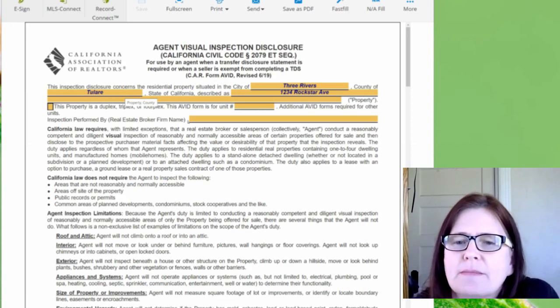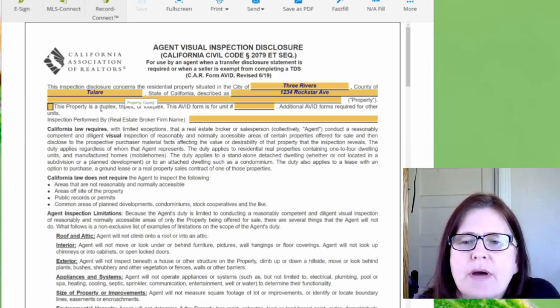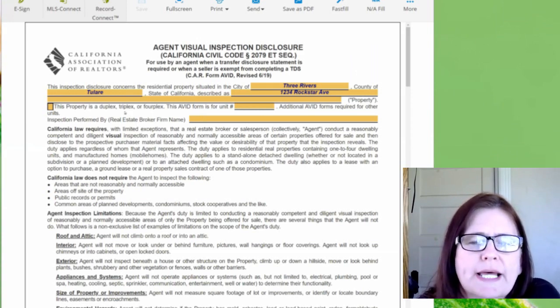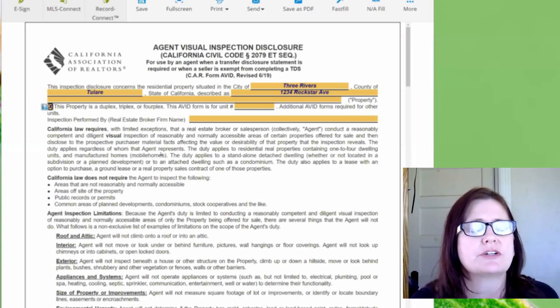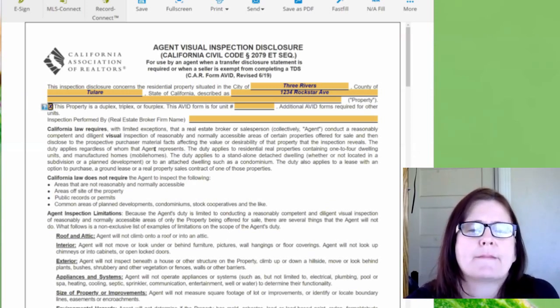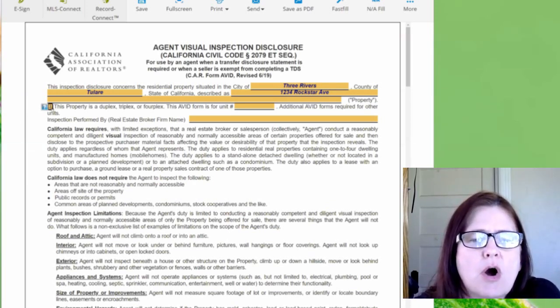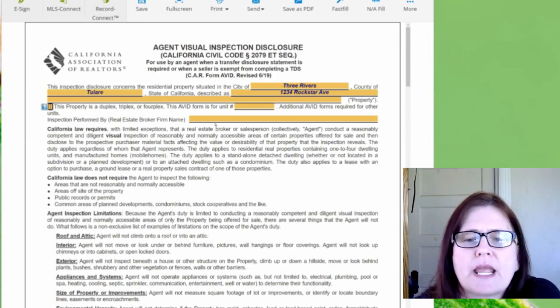Okay, so we have an obligation to do the visual inspection. On here, this is for if it's a duplex, triplex, fourplex, we're going to mark this box right here, and then mark what unit we're doing it for. If we are doing a duplex, we're going to have two different AVIDs, right? But if it's a standard home, then we don't mark the box.